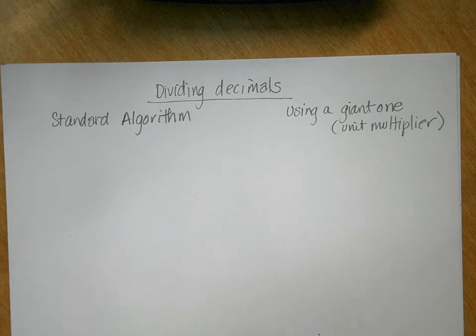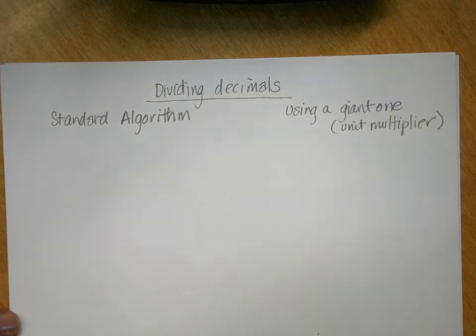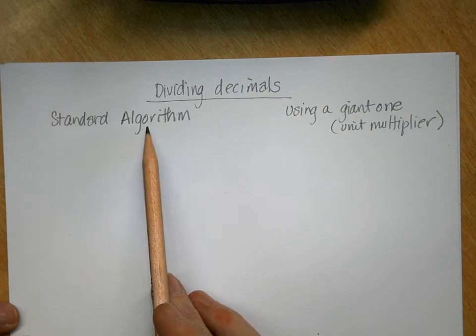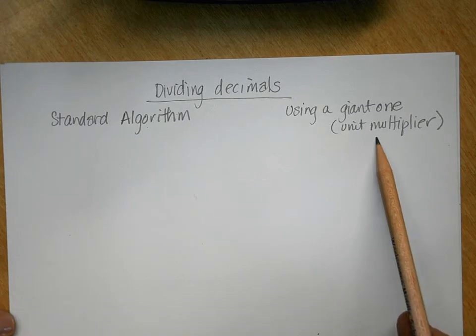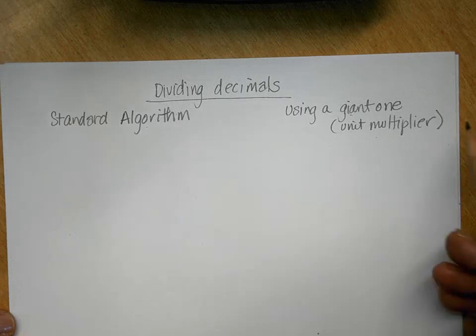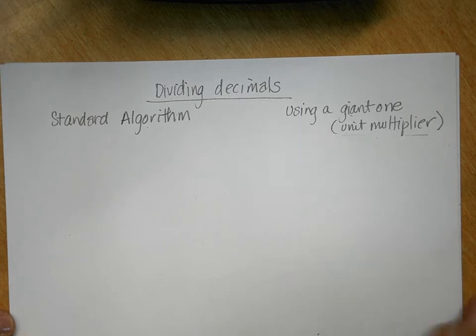This video is about dividing decimals. We'll divide decimals two ways, using a standard algorithm and using a giant one. We'll start with using the giant one. Giant one is also called a unit multiplier.